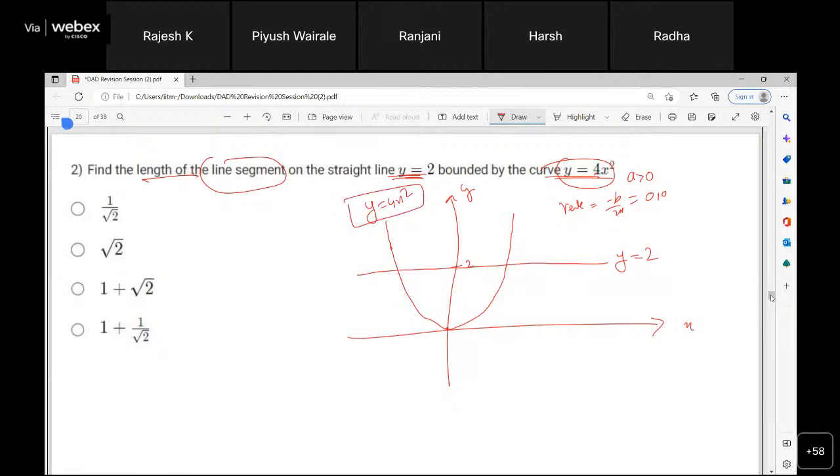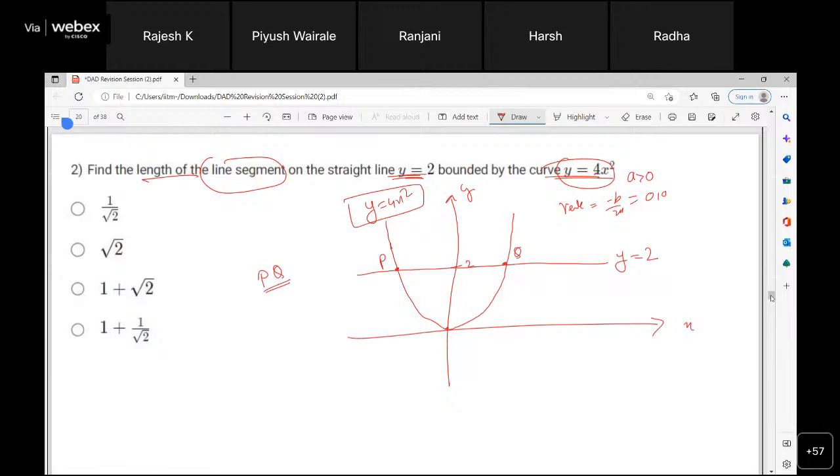Now I need to find the length of the line segment of the straight line bounded by the curve y equals 4x square. Bounded by means this and this. So this is P and this is Q. Basically we need to find the distance between P and Q, that is PQ. First we need to find this intersection point, right?